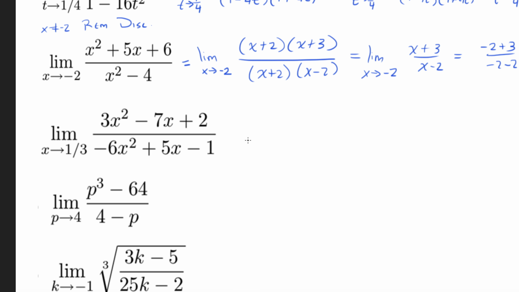Now we've got to factorize both. Now here, it's going to take me a little bit longer to factorize because I'm going to apply the x method, okay? So I'm going to apply it on both at the same time. So on the top, 3 times 2 is 6. Two factors of positive 6 that, when you add them, give you negative 7: negative 6 and negative 1. So you're going to get 3x squared minus 6x minus x plus 2. In the bottom, negative 6 times negative 1 is positive 6. Two factors of positive 6 that will add to 5: 2 and 3. So it's going to be negative 6x squared plus 3x plus 2x minus 1.